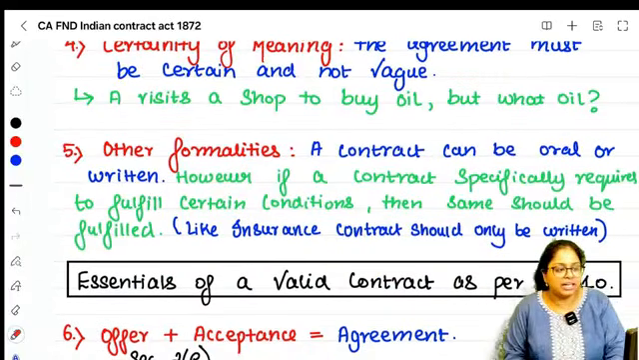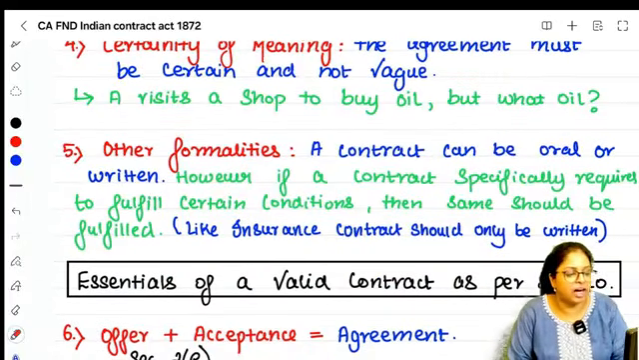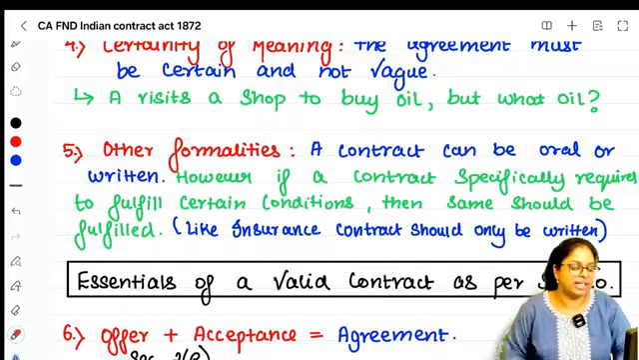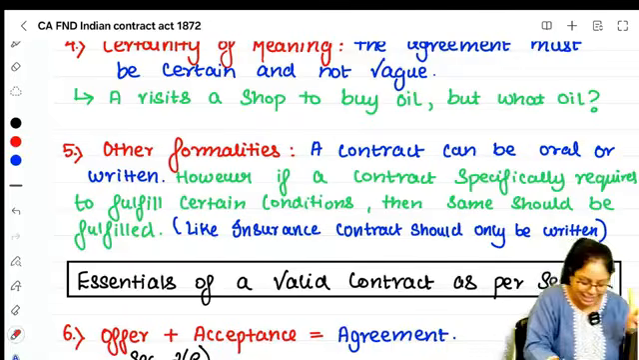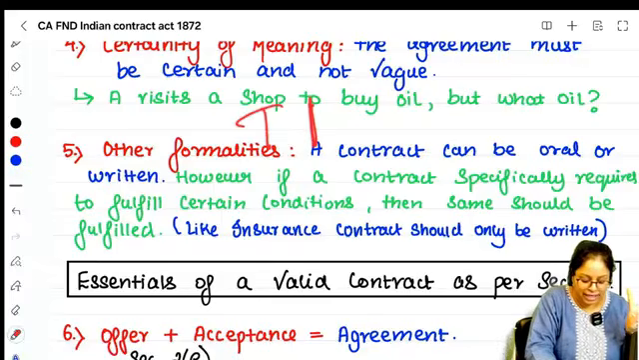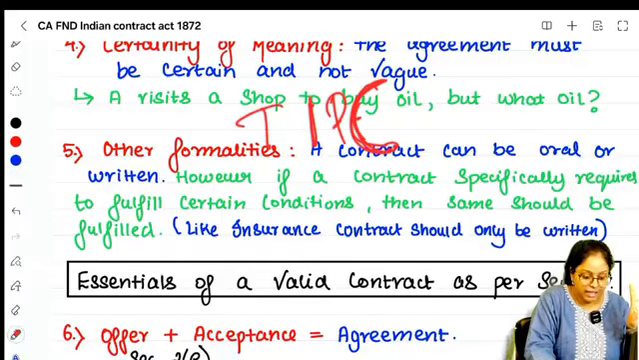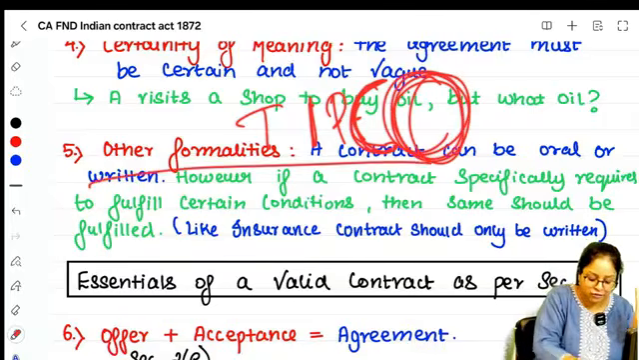Okay, then can we go to the next one? Are the first 4 points clear? First point was what, guys? There should be 2 parties. T, I for intention to create legal obligation. P, possibility of performance. C is for what? Certainty of meaning. And O, other formalities.